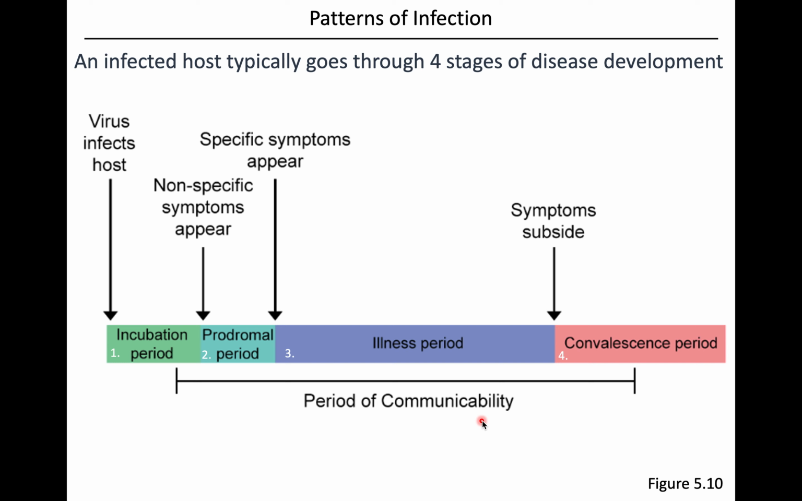And you'll notice here we've got a bracket, the period of communicability, which is basically the time at which the infected person is capable of easily transmitting that virus to a new host. And typically that will begin in the incubation period, so notice before you even have any nonspecific symptoms, and may extend well into the convalescence period, just depending on the particular virus. And typically the incubation and prodromal periods tend to be shorter than the illness and convalescence periods, but again, that can vary pretty dramatically from virus to virus.